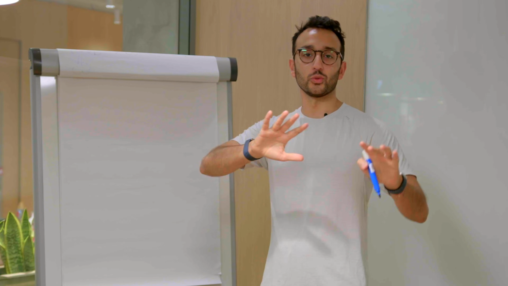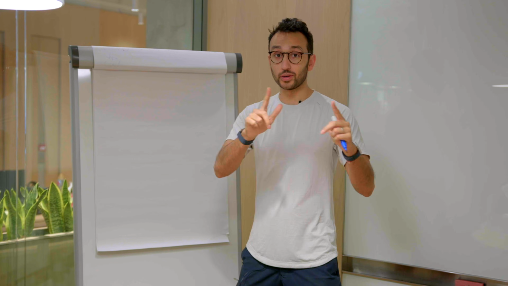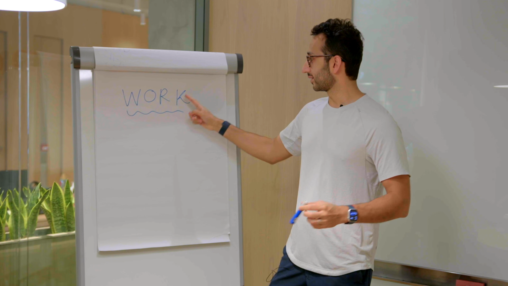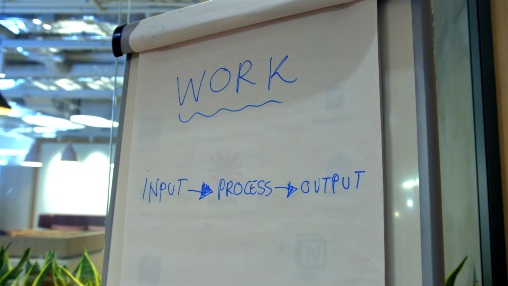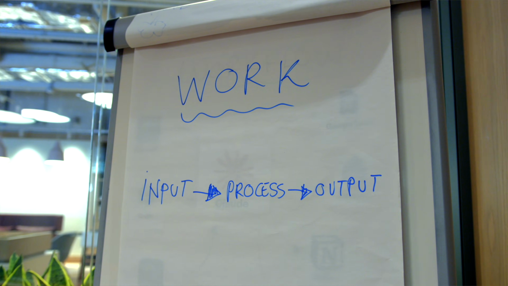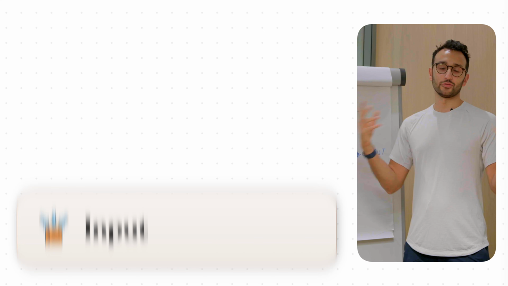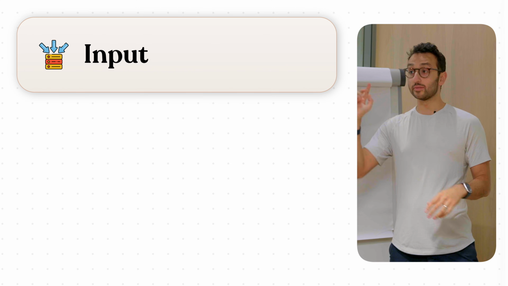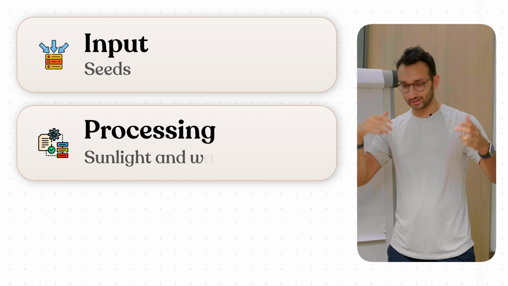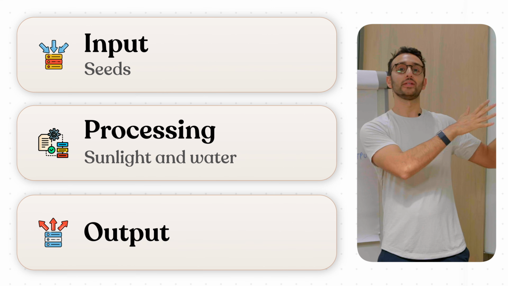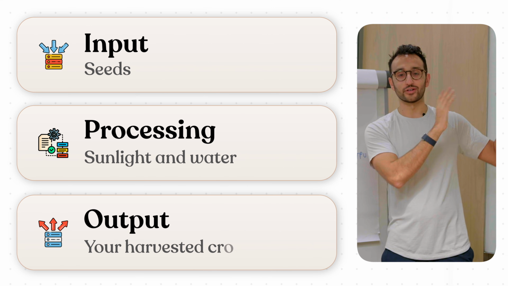All right, so before we go into the workflow, I would like to zoom out a little bit and opine about work. What does work actually mean? Well, in very general terms, work happens when we take an input, we do some stuff to it, i.e. we process it, and then we get some kind of output. So for example, in the agricultural era, your input would have been seeds. The processing is done by sunlight and water and nature, and your output is that you get your wheat or whatever as your harvested crop.